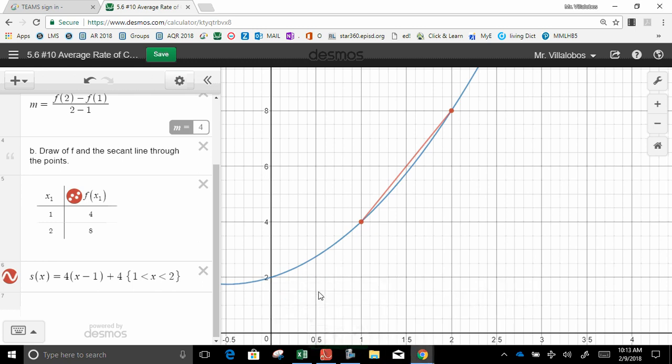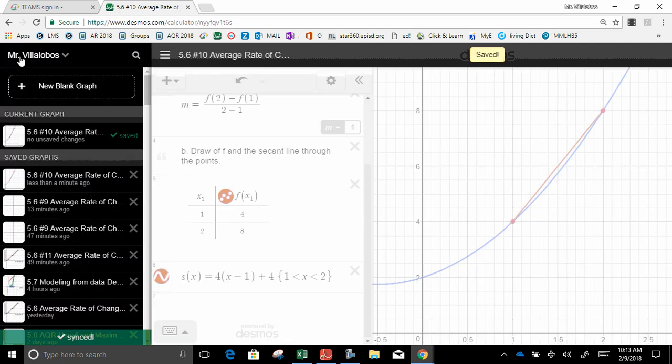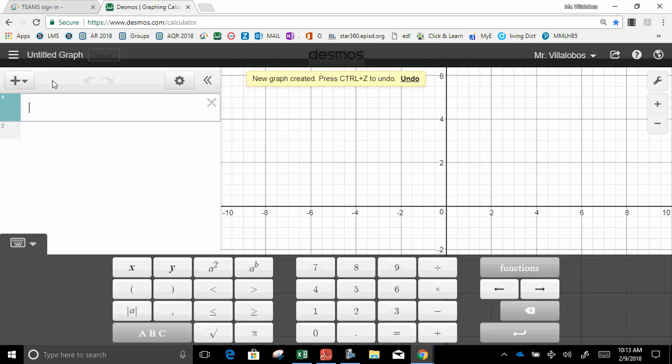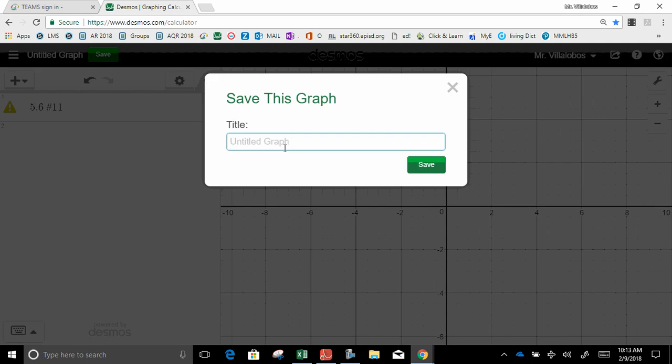Okay. So let's screenshot this. There, done. And let's save it. And let's do number 11. So 5.6, number 11 or number 12? Number 12 looks easier. I'm going to do number 12. Go back to 11. No, 11? Yes. Oh, I put it in the wrong place. Okay. That's all right.